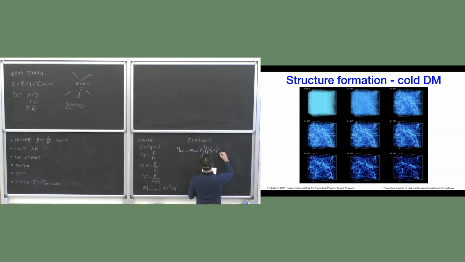So this gives roughly m fermion multiplied by r cubed of your astrophysical object, times the fermion mass and velocity cubed. If you apply this again to the dwarf galaxies, you find that the lower limit for the fermionic mass of dark matter is roughly 0.7 keV. So as expected, the lower limit for fermionic dark matter is much larger than for scalar dark matter.